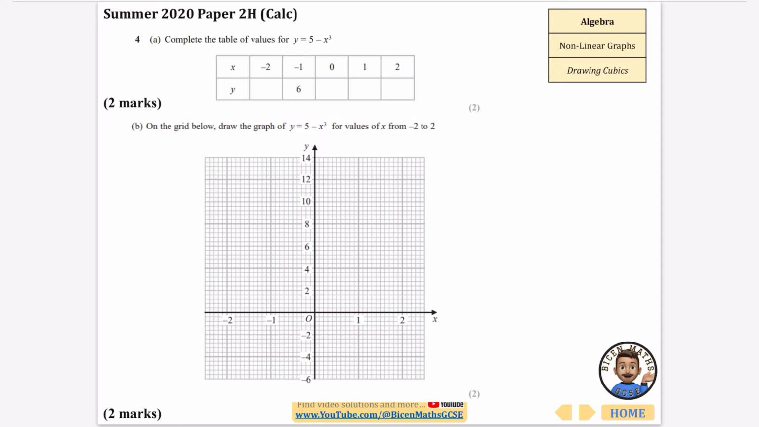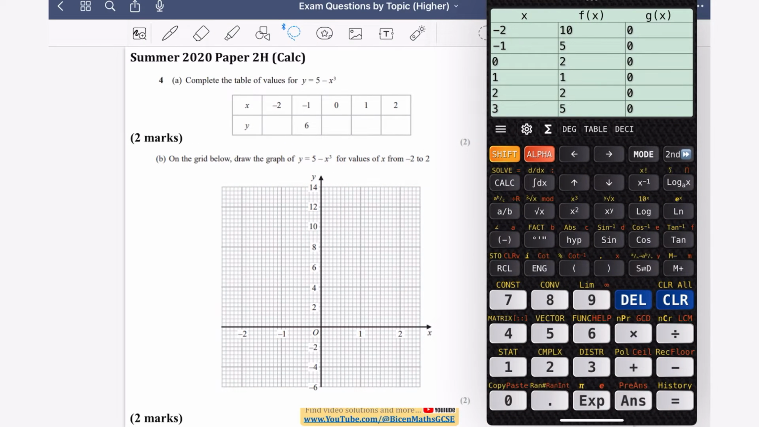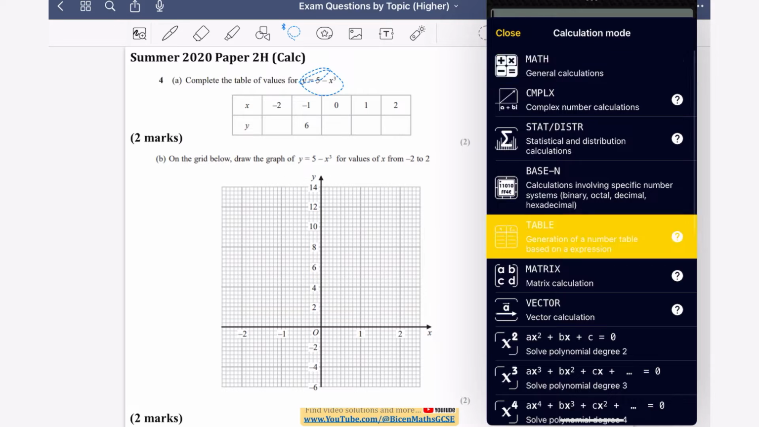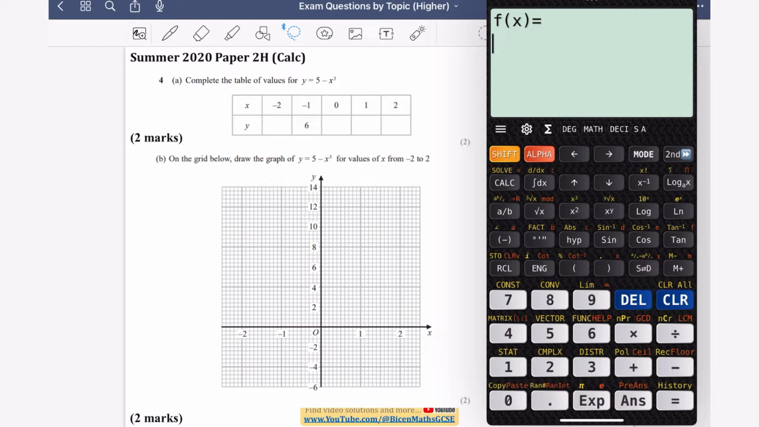And I've shown this in the previous video, but what you can do here is you can actually calculate this table of values by putting them into your calculator. So just as a reminder of how you do that, when you're on the normal mode, you go mode and then table, and you just type it in like a normal graph that we've got here.